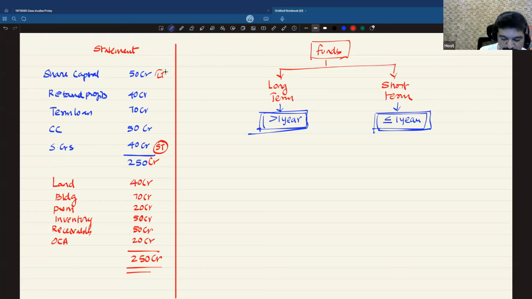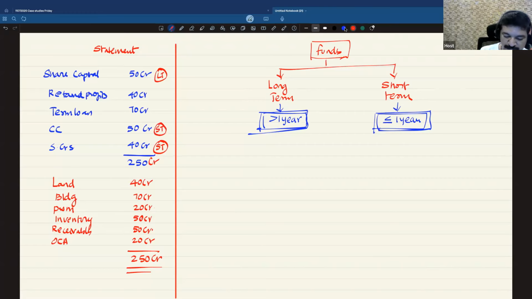It is a long-term source of money. Okay. Now tell me, the cash credit given by the bank, which is repayable on demand or is annually renewable, is it short term or long term? This is short term in nature.